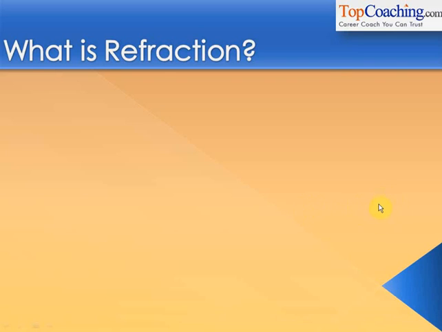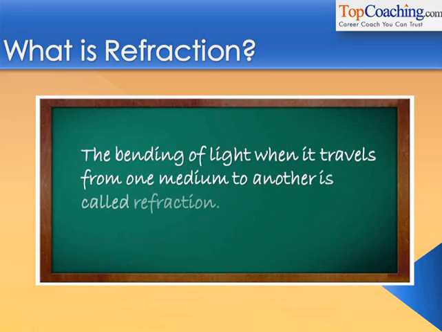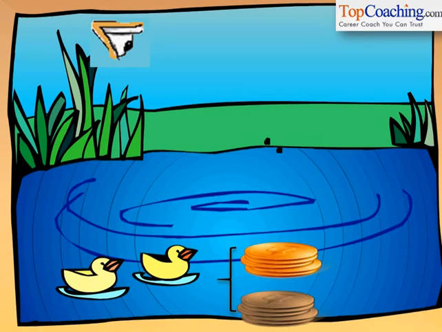So first of all, let's understand what refraction is in the first place. The bending of light when it travels from one medium to another is called refraction. So when there are different media, like glass, air, water, wood, when light travels from one medium to another medium, it bends, and this bending of light is called refraction. Understood? Refraction is actually responsible for many common phenomena that we see in our daily lives.